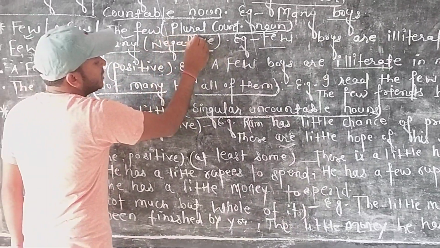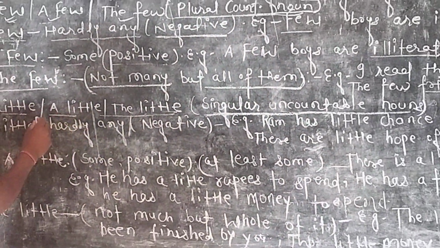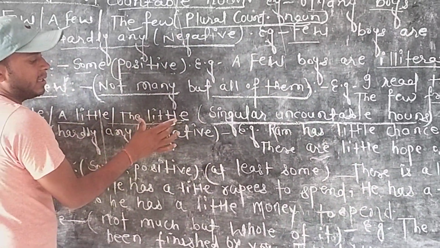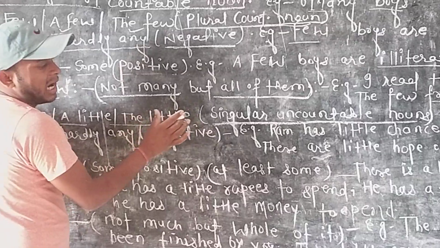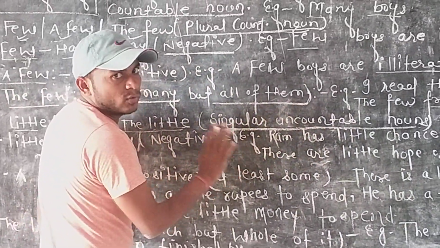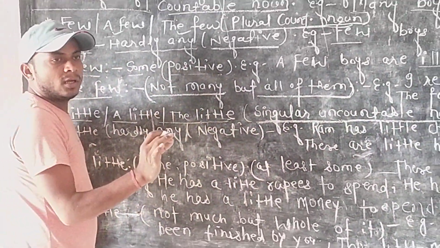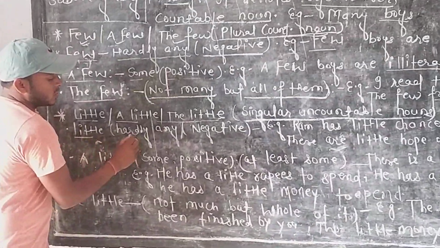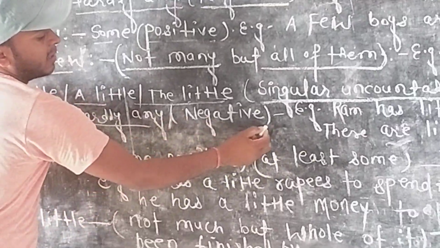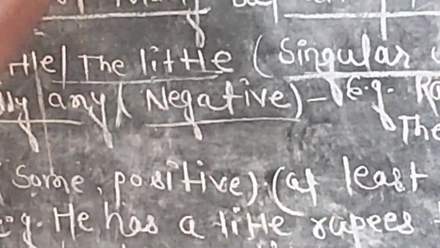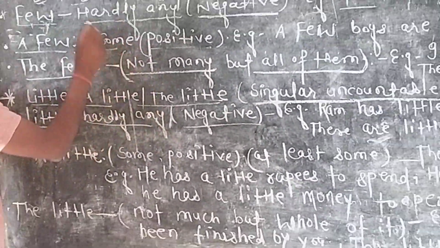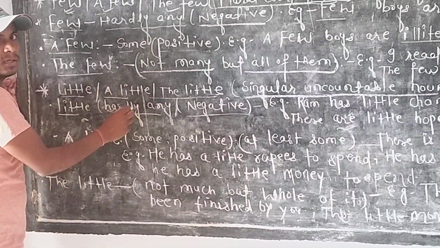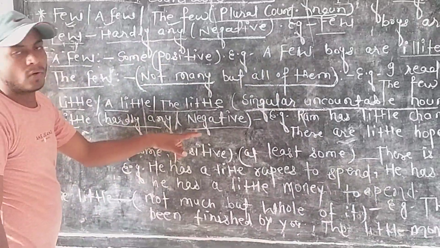Here I have written few, little, a little, the little. I want to tell you once again about this. This set of determiners is used with singular uncountable nouns. They are used for quantity, not for numbers. You can see I have written here little. So little is what? Hardly any, and it also gives a negative sense. Few is used with numbers, but little is used with quantity.